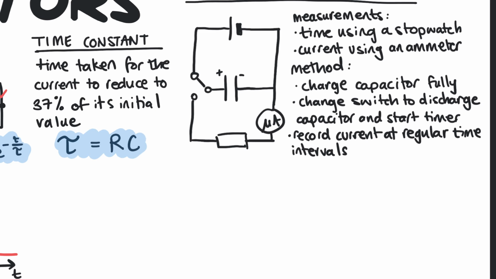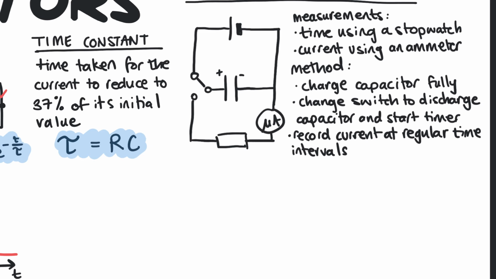Then the switch is put into the down position so that it's disconnected from the battery and now connected across the resistor, and it will start to discharge. It's also connected with an ammeter in that circuit so that the ammeter can record the current as it is discharging. That will happen over a period of time. It won't happen instantaneously because there is a resistor in the circuit.